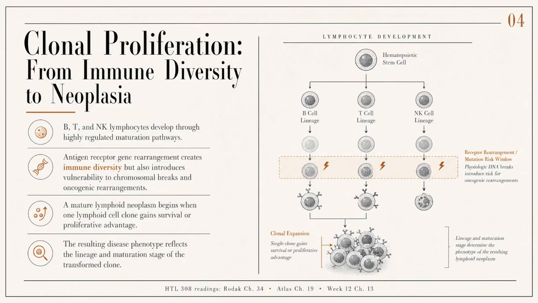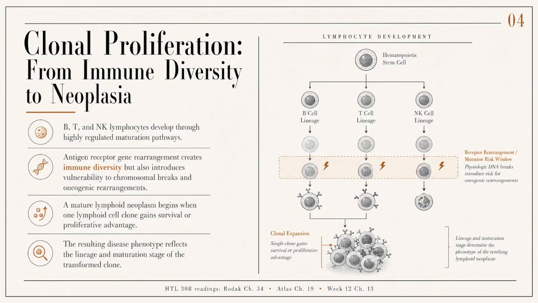These genetic alterations can disrupt normal regulatory pathways, leading to unchecked proliferation of a single clone, a hallmark of neoplasia. For example, the t(14;18)(q32;q21) translocation in follicular lymphoma results in the juxtaposition of the BCL2 gene next to the immunoglobulin heavy chain locus. This causes overexpression of the anti-apoptotic BCL2 protein, allowing the malignant clone to evade programmed cell death.